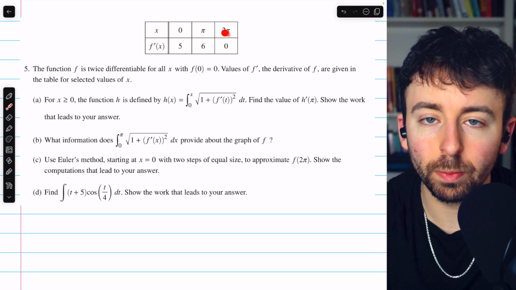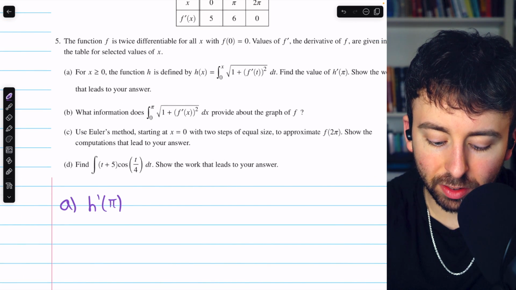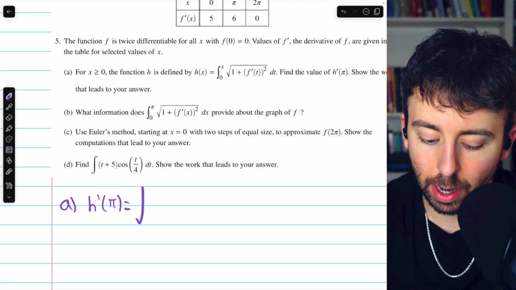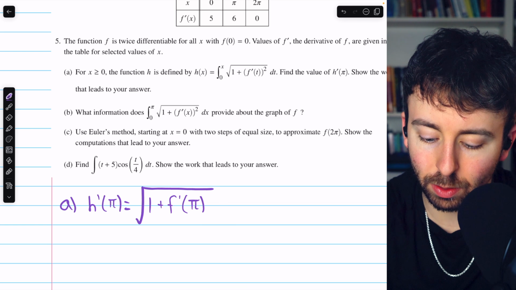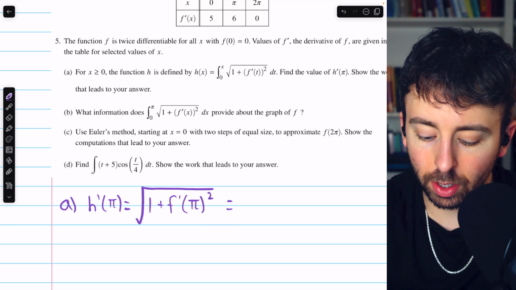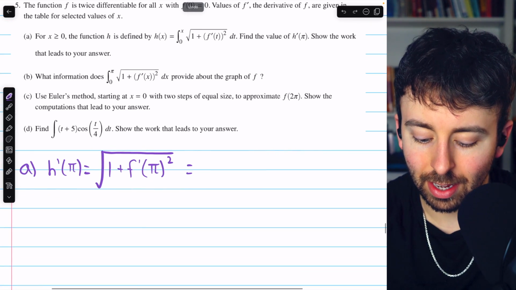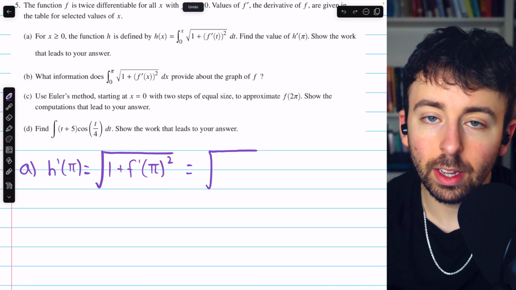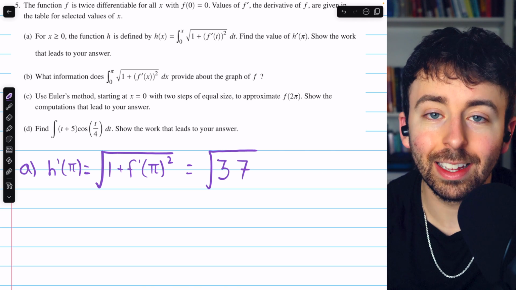And we can use the table to evaluate that. So here for part A, h prime of pi is just going to be the integrand in the definition of h, so the square root of 1 plus f prime of pi, we're plugging in t equals pi, squared. And what is this? Well, f prime of pi, we see from the table, is 6. So this is the square root of 1 plus 6 squared, so the square root of 1 plus 36, or the square root of 37.